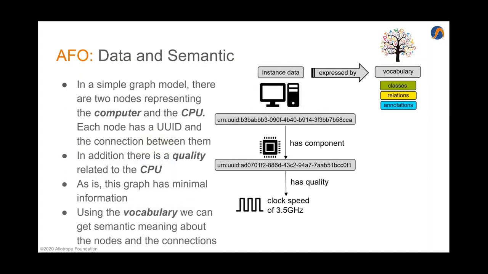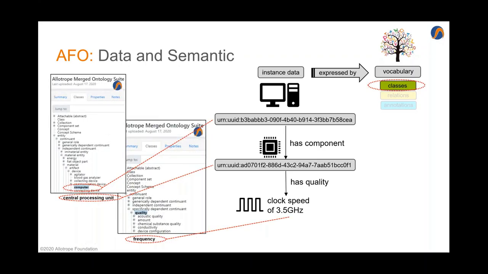So in a simple graph model, there are two nodes represented here, the computer and the CPU. Each node has its own universally unique identifier and a connection between them. In addition, we have a quality, a dependent continuum, related to the CPU. As you see, this is a minimal graph with some information, but using the vocabulary, we can get semantics about the node and the connection. So we'll start with the semantics about the classes.